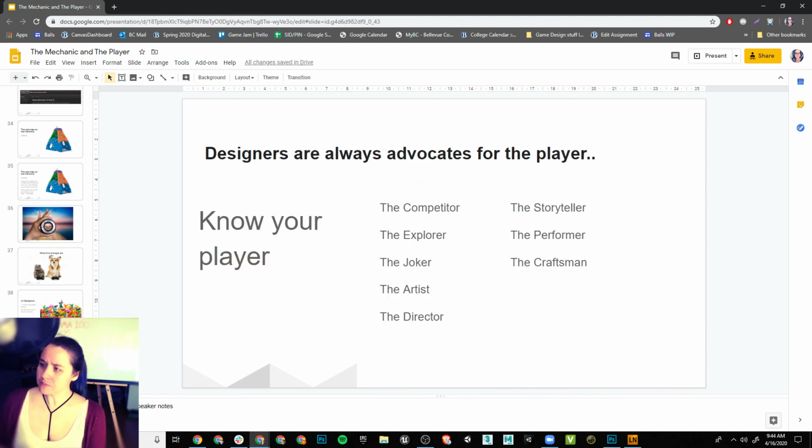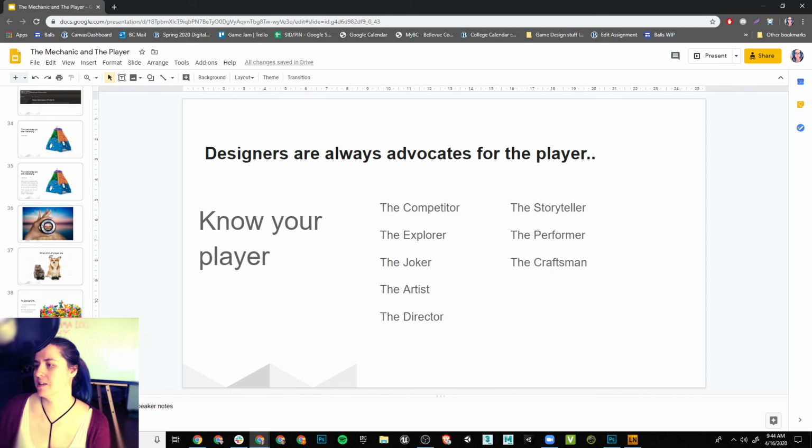All right, here is a short list of different types of players. There are so many more, but these are some of the bigger categories that you could probably really identify with. A really good game will make sure that it is appealing to at least one of these. Fantastic games, probably 2 or 3, but maybe not necessarily all of them, and that's okay.